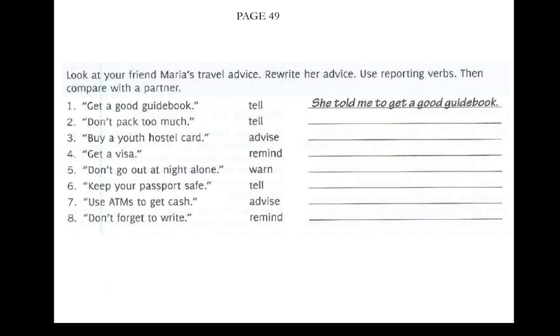Number 2, Maria said, don't pack too much. How do I report it? She told me not to pack too much. In my bag, of course. Maria also said, buy a youth hostel card. So she advised me to buy a youth hostel card. She also said, get a visa. So she reminded me to get a visa.